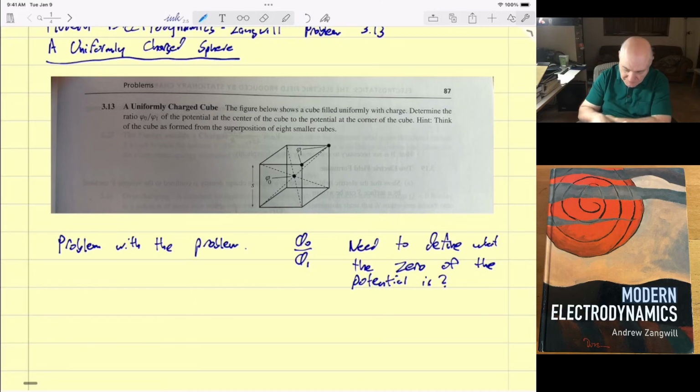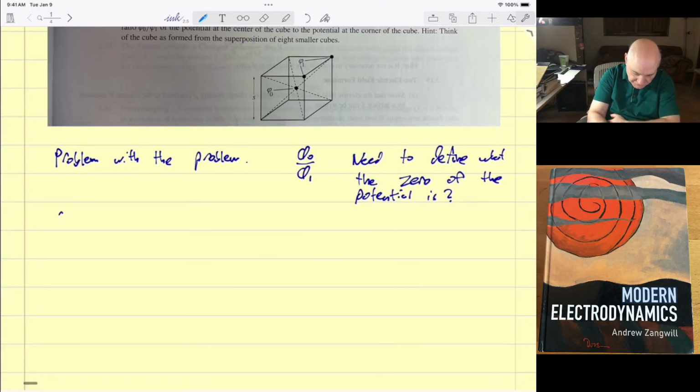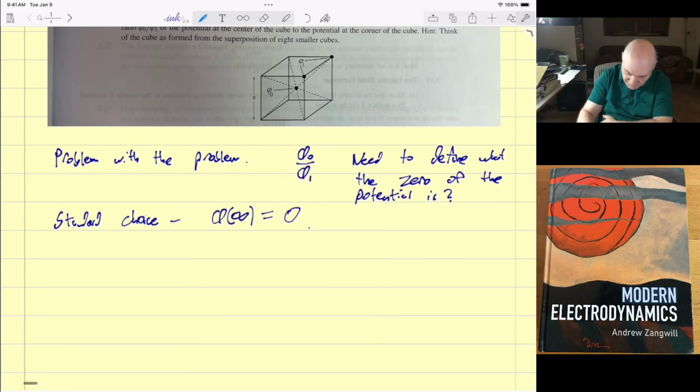Now, to do this, we'll make our standard choice. We'll have the potential phi at infinity equal to 0. Now the problem is well defined.